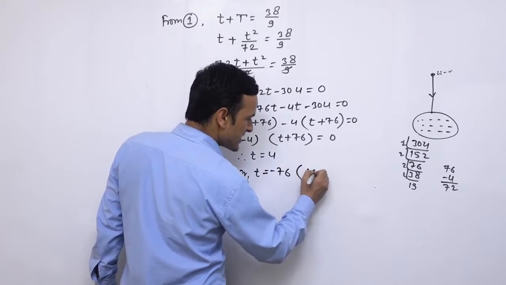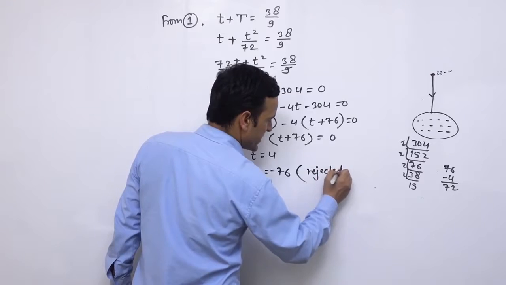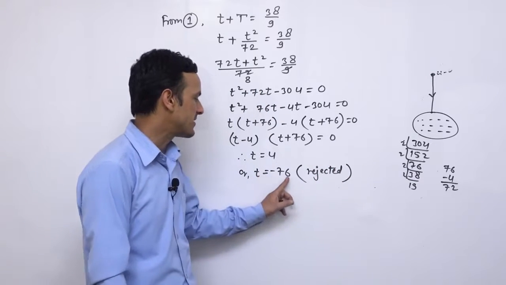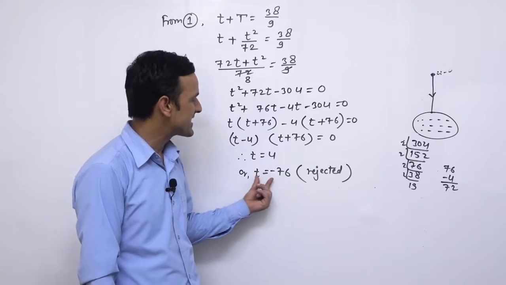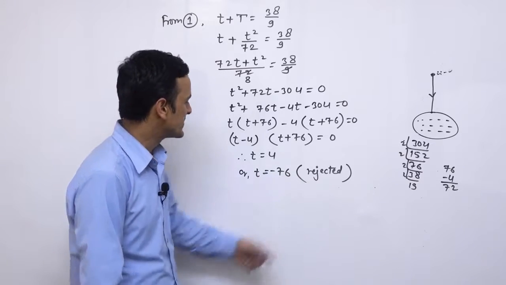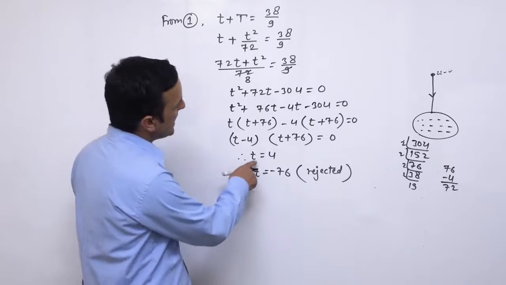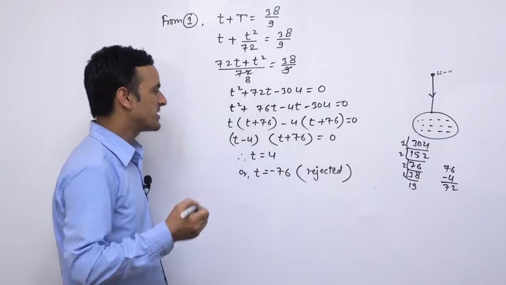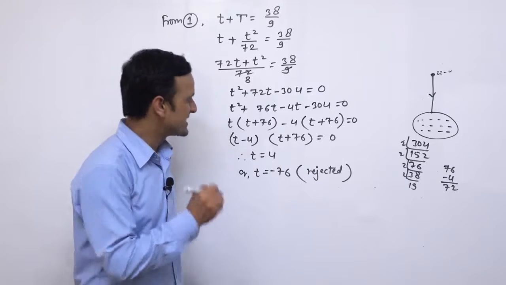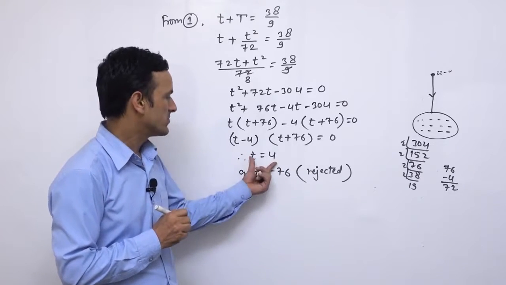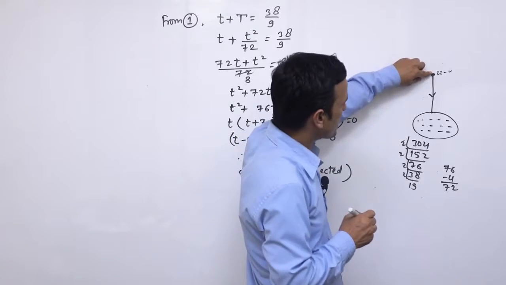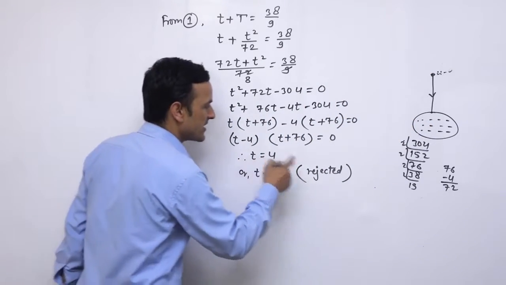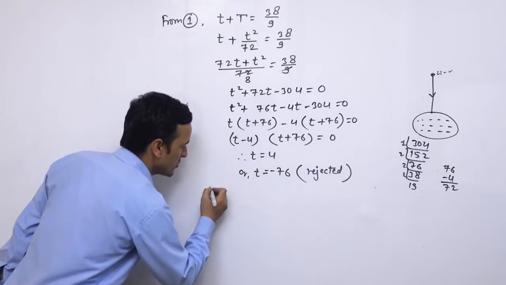So minus 76 is rejected. It is not possible because time is never negative. So time is always taken as positive. So it is rejected, and our required time is 4 seconds. So this 4 seconds is the appropriate time taken by the stone. The time taken from dropping the stone until it reaches here is 4 seconds. So on this basis, what can we find out? We can find the depth of the well.